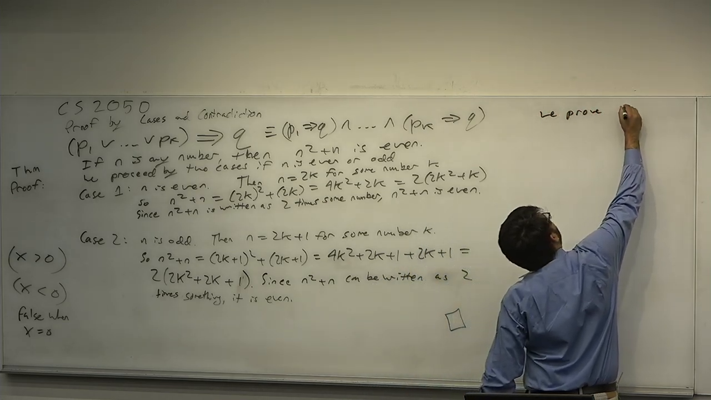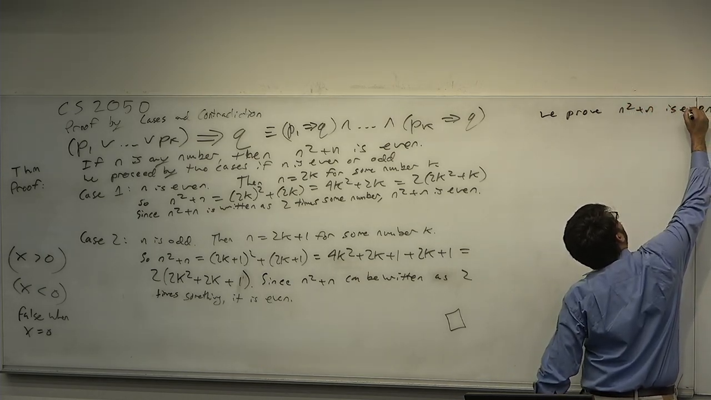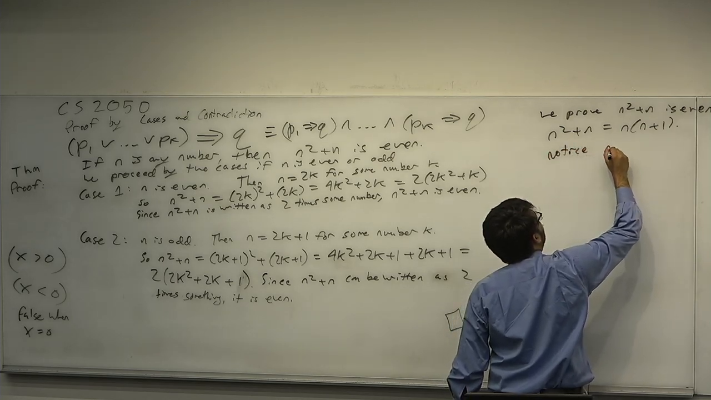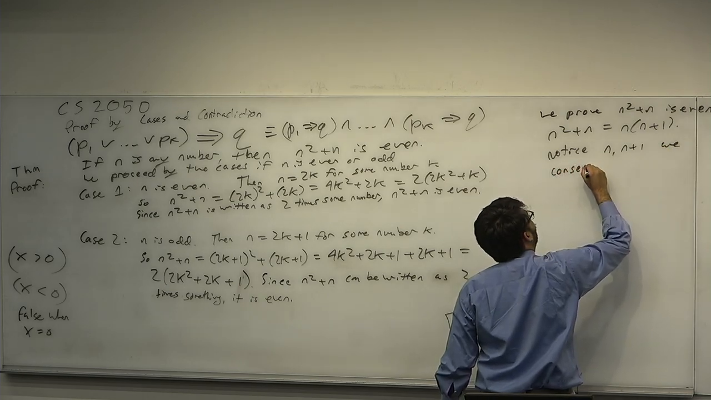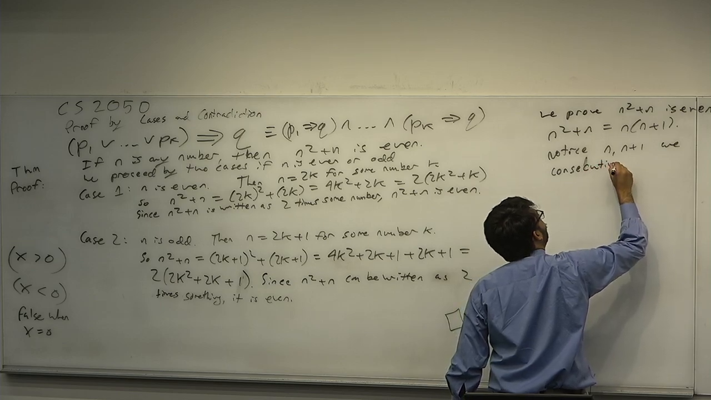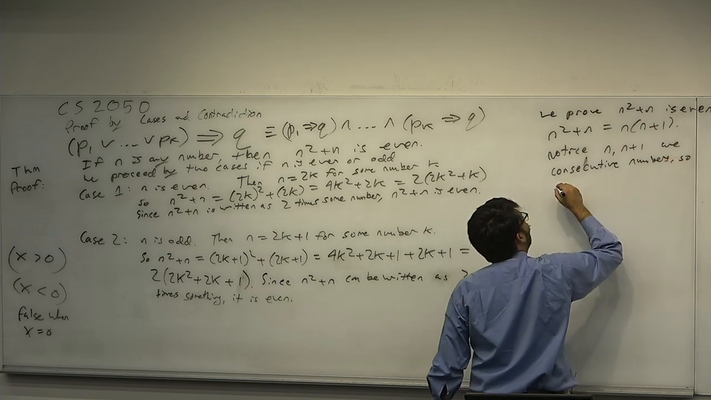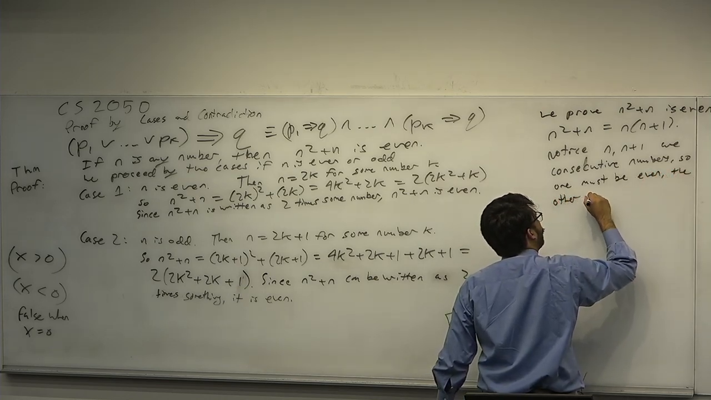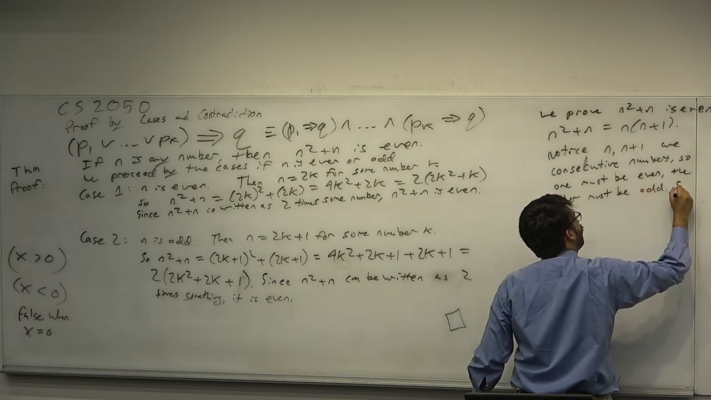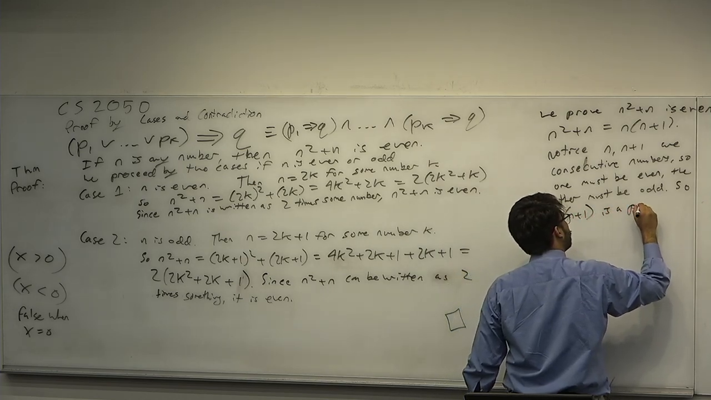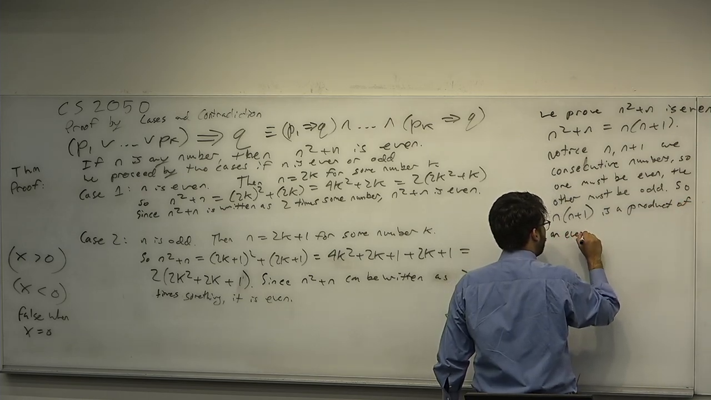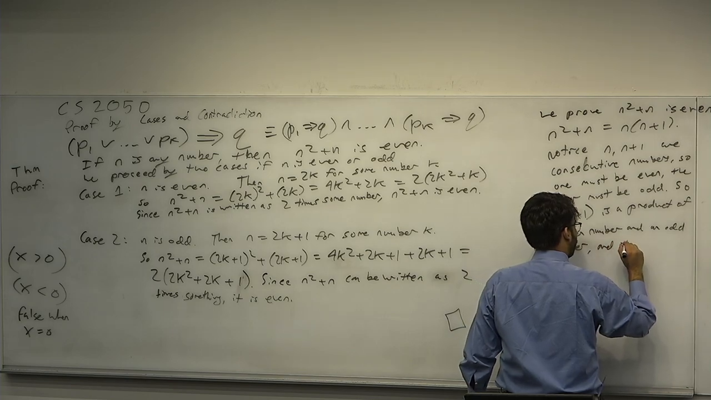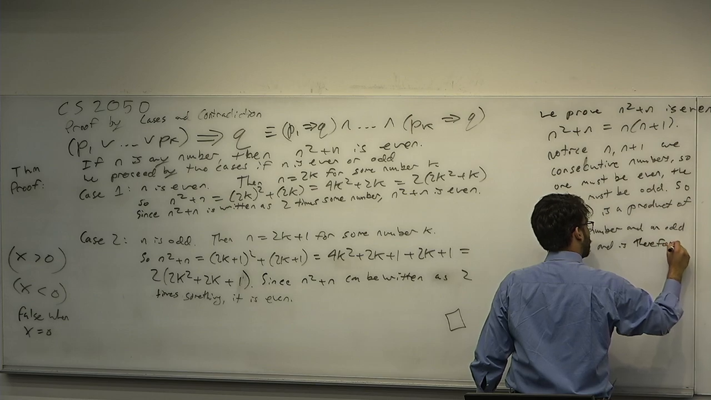We prove N squared plus N is even. N squared plus N is equal to N times N plus 1. Notice N and N plus 1 are consecutive numbers. So, one must be even, the other must be odd. So N times N plus 1 is a product of an even number and an odd number, and is therefore even.